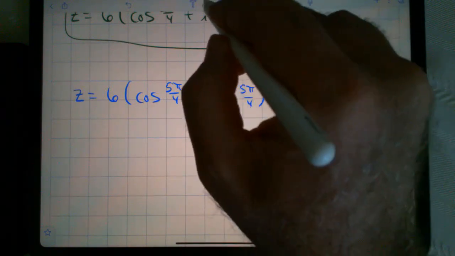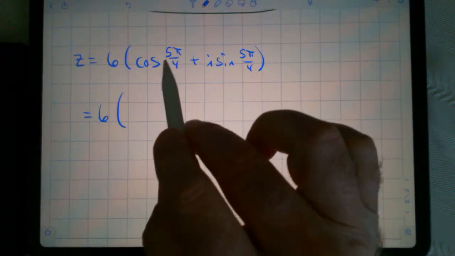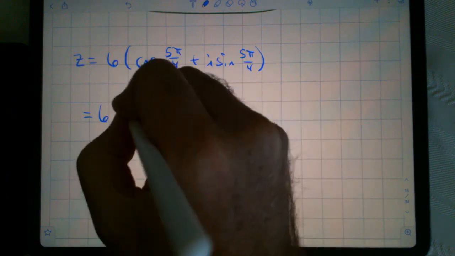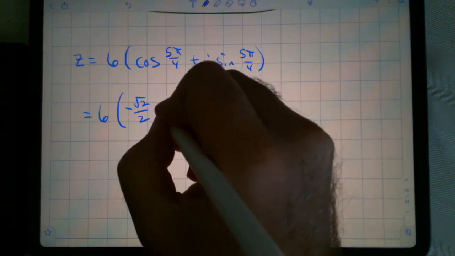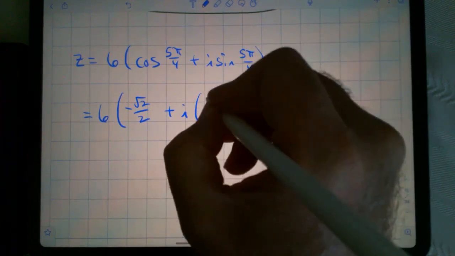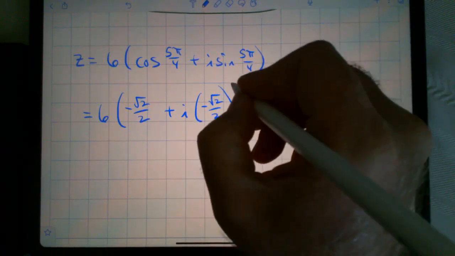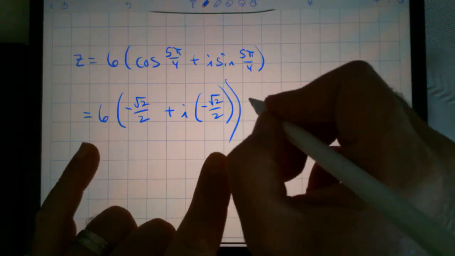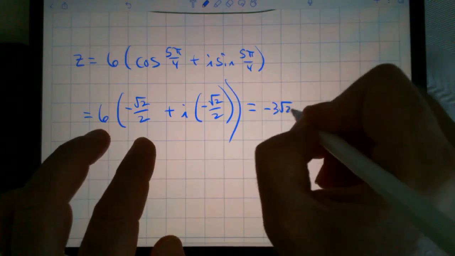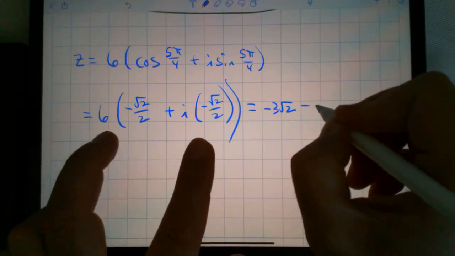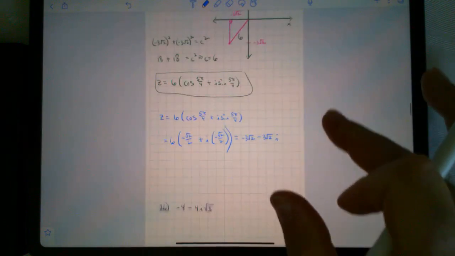And this works because cosine of 5 pi over 4 is negative radical 2 over 2. And then plus i sine of 5 pi over 4 is negative radical 2 over 2. So that when I distribute this 6, this gives me this, which is what we began with.